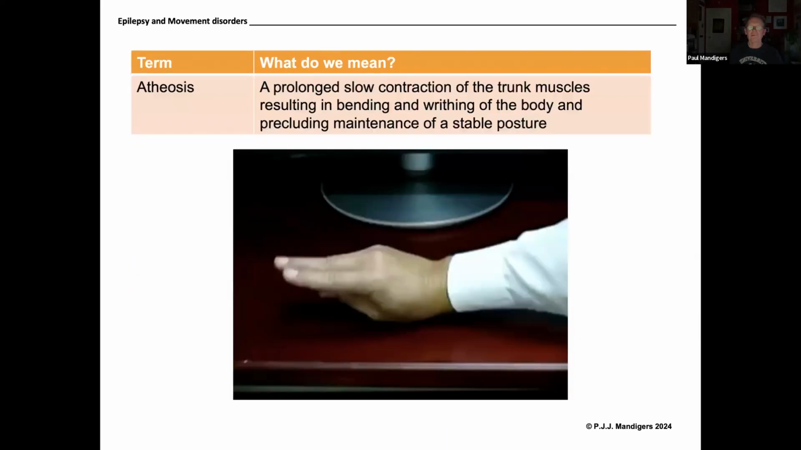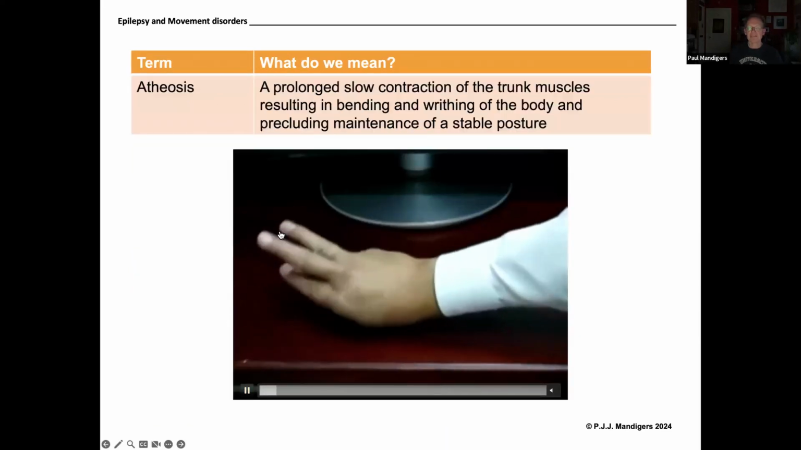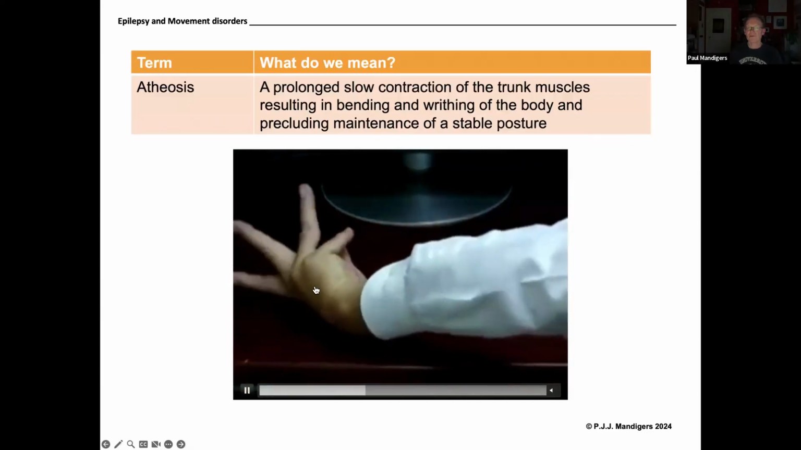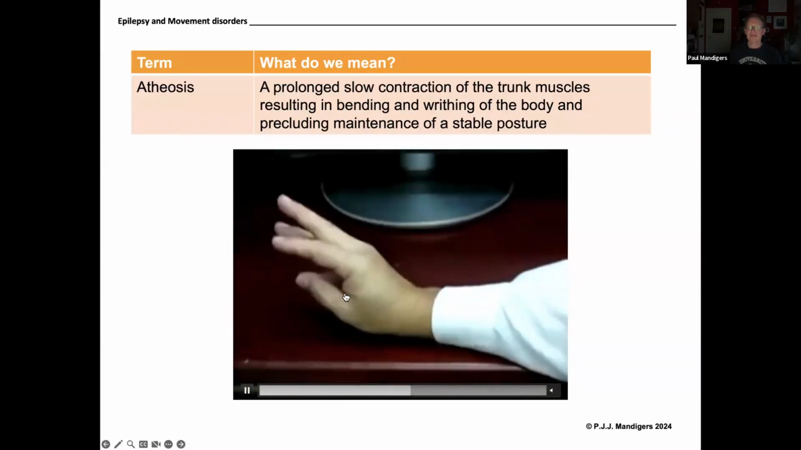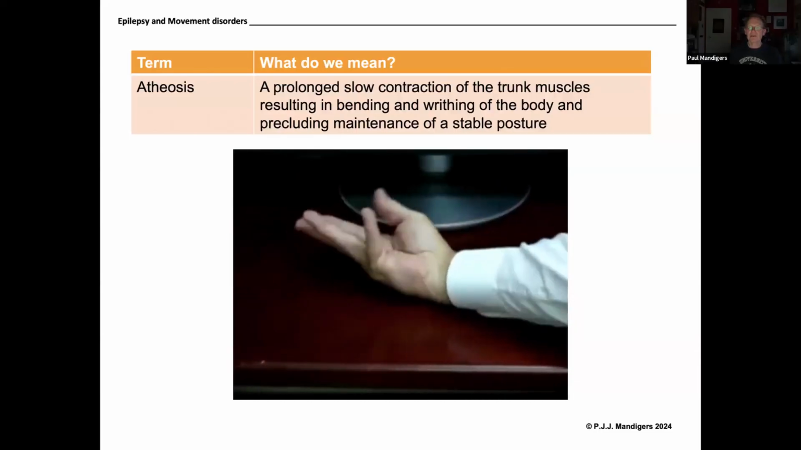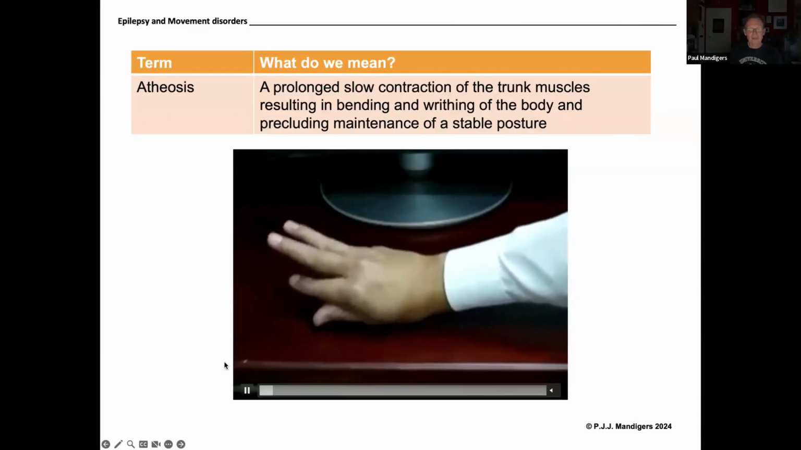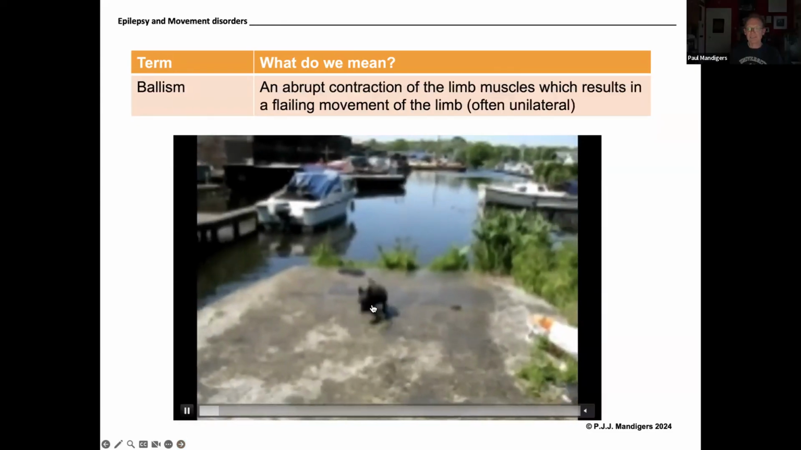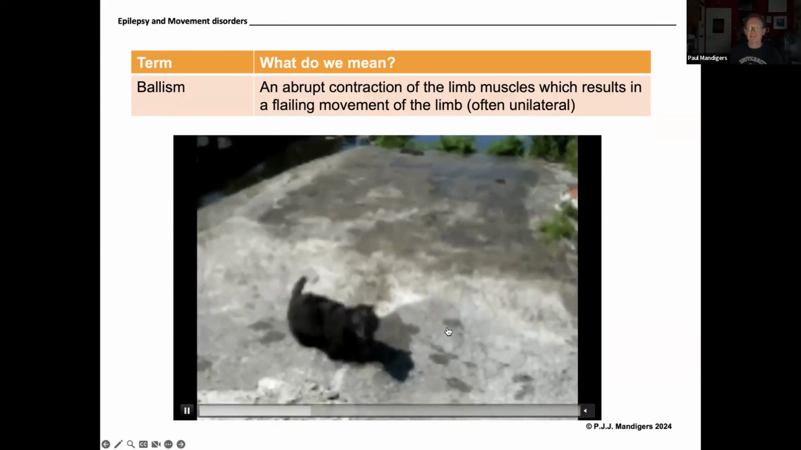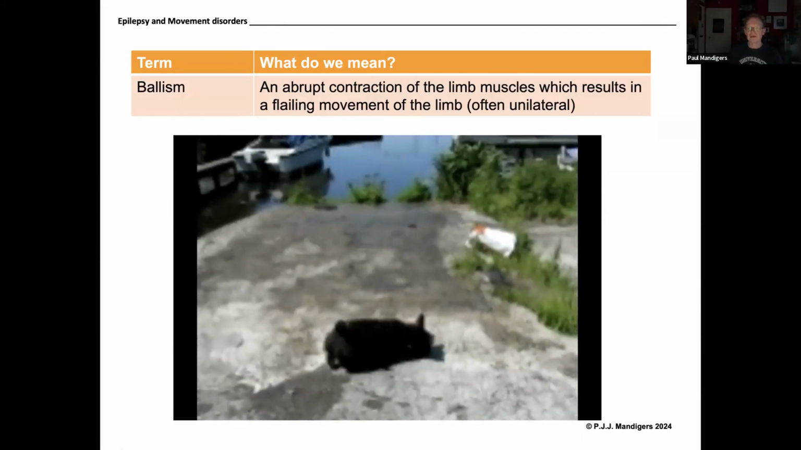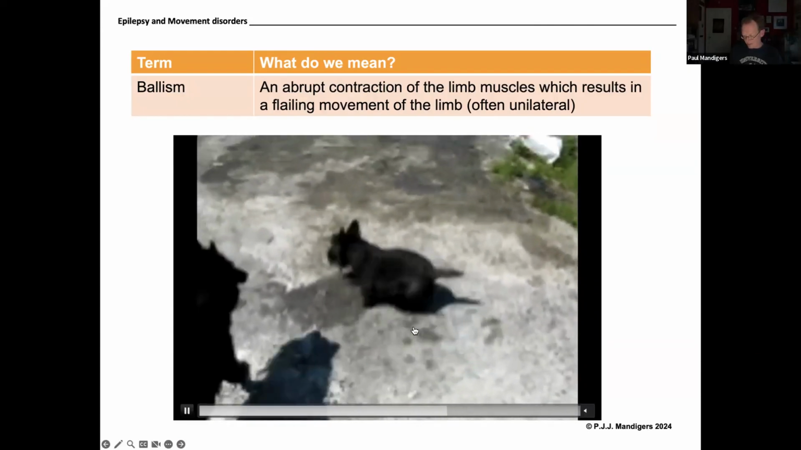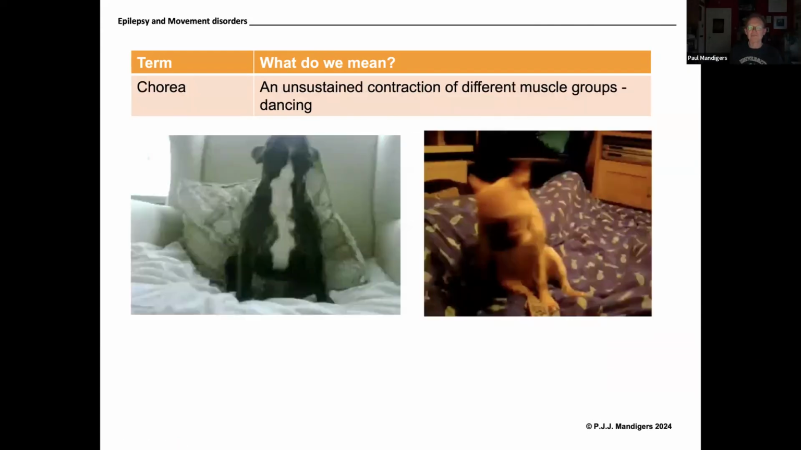For instance, this is athetosis. So you can see here this hand, it's not moving correctly, but there is still something like a writing movement. There's still something like a sort of logical movement. Now, another one is this, for instance. This is ballism. This Scottish Terrier, you can see that he's jumping very strangely, which shouldn't be the case. But this is what we call ballism.